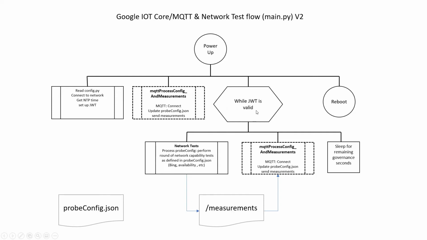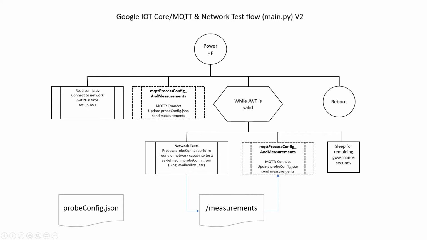Then while the JSON web token is valid, and that's one of the config parameters from this config.py, usually it is set up to, I think, be valid for half a day. So while it's in this loop, over that half day, it will continuously perform network tests. It reads the probe config information about what tests it should perform, bings and availability and things. And as it runs those tests, it's going to put the results into the measurements folder.